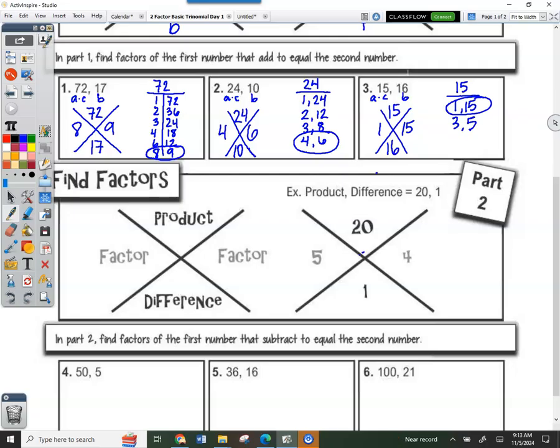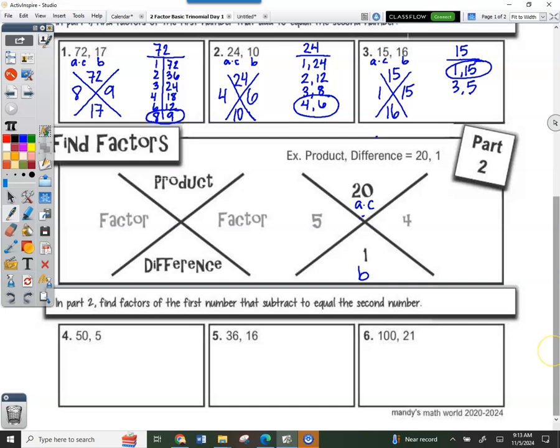For a combo that we could subtract them. When we actually put this all together, there will be negatives involved, but right now we just have all positive numbers. So notice that 5 times 4 is 20, and 5 minus 4 is 1, right? So this is what we're working with now, the difference. This is not going to work.